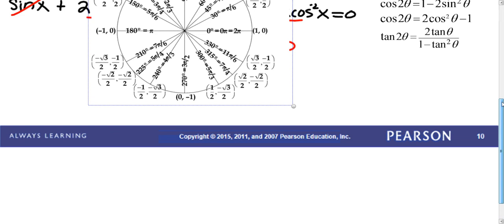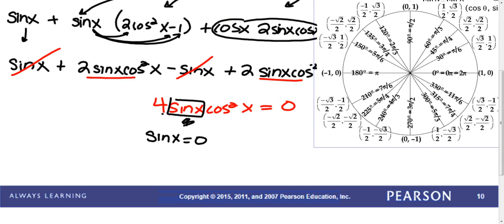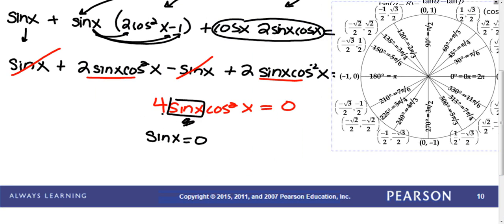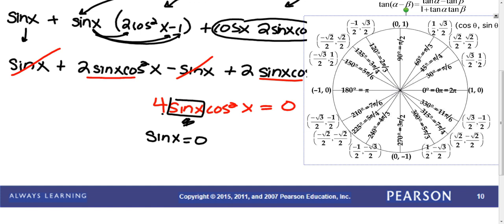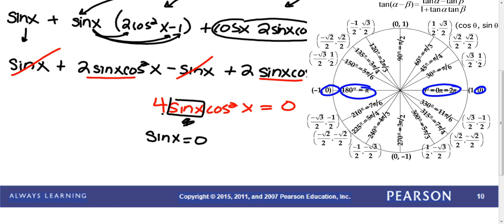All right, I want to look for where my sine value or my y value is 0. All the places on the unit circle, not just the ones in the restricted interval. So you can see that your y is 0 right here at 0 degrees. Your y is also 0 here at pi. So this happens at 0 and at pi.